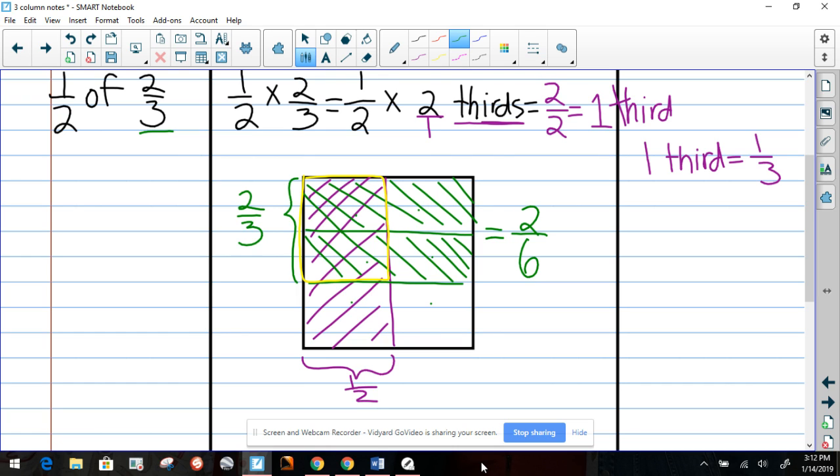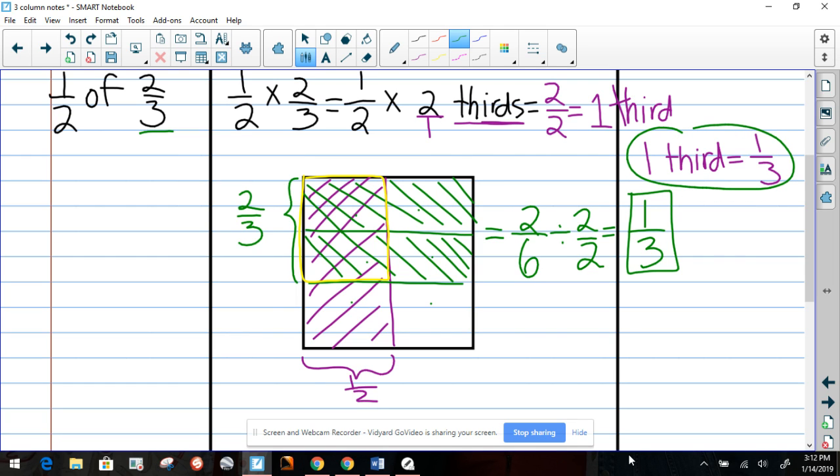Now, it's 2/6, which can be divided. You have to simplify because you can divide it by 2. And 2 divided by 2 equals 1. And 6 divided by 2 equals 3. So that should give us 1/3, which is exactly what we had on the expression that we solved.